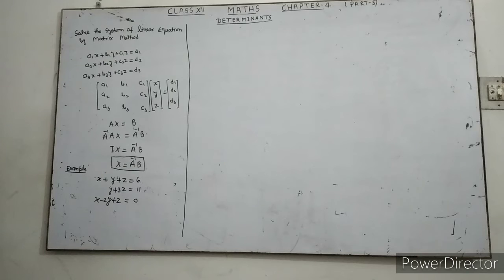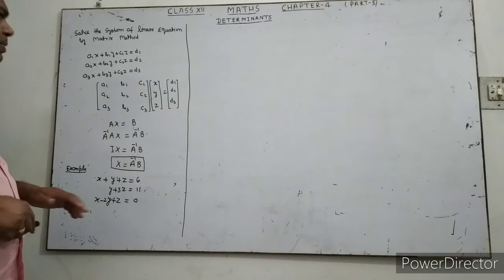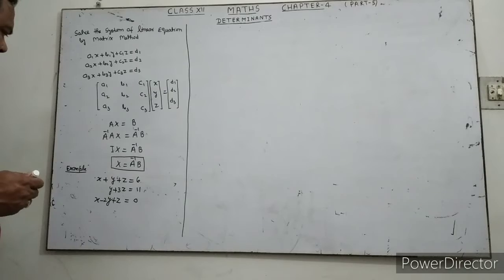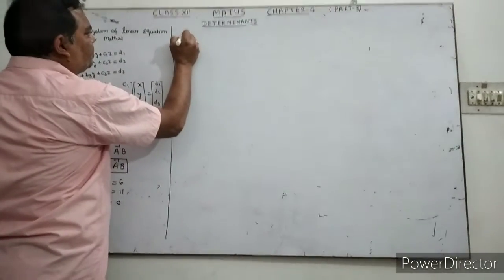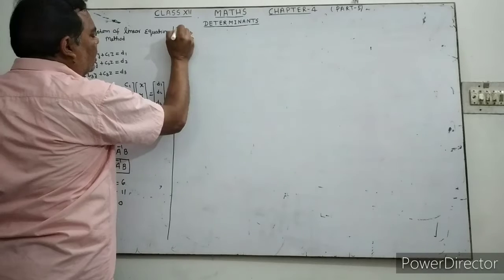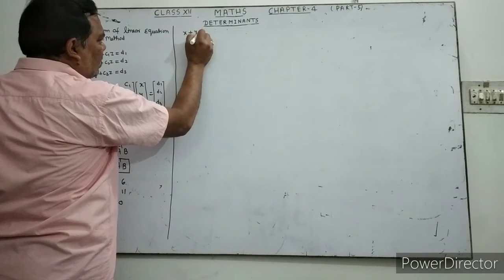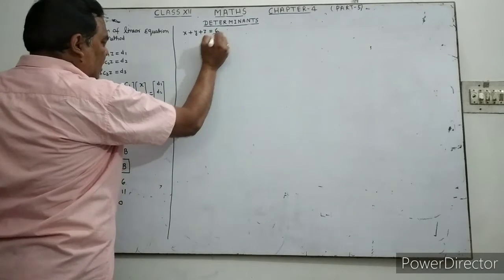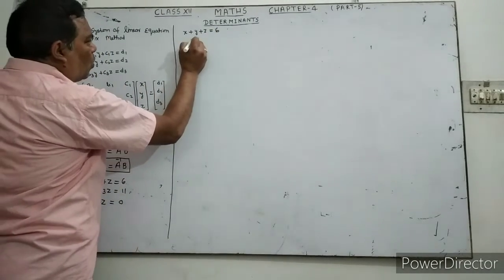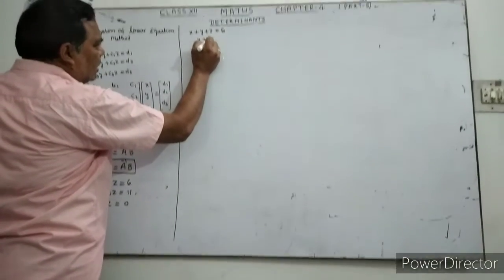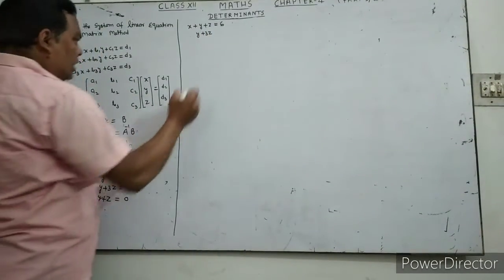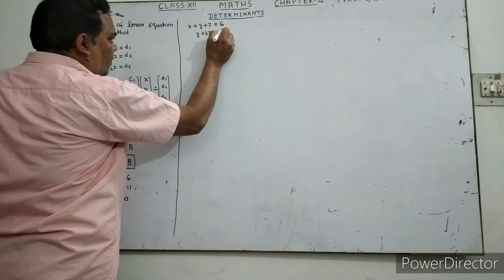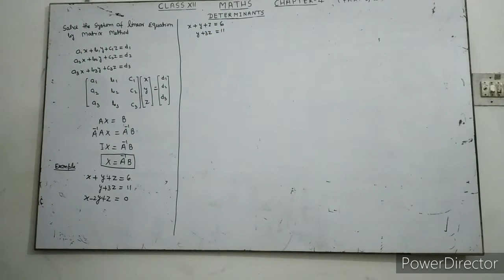And solve. How can you solve these values of X, Y, Z? Suppose the first equation is X plus Y plus Z equal to 6, and the second equation is Y plus 3Z equal to 11.